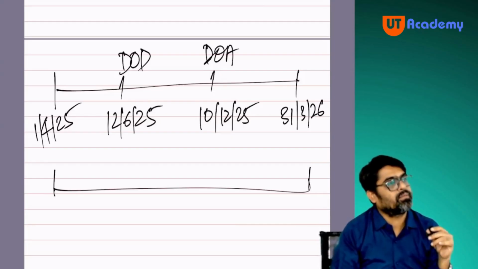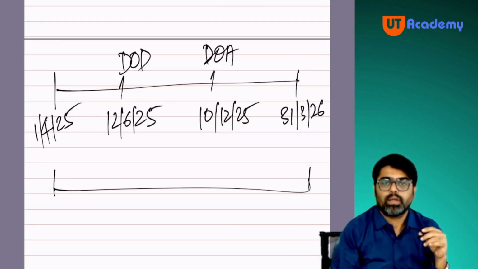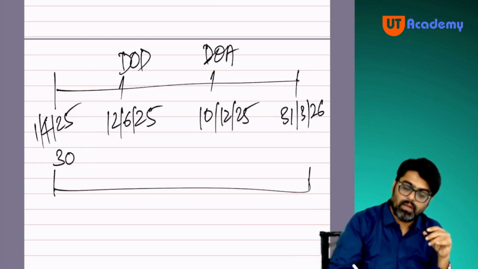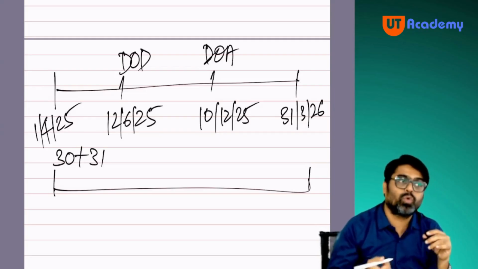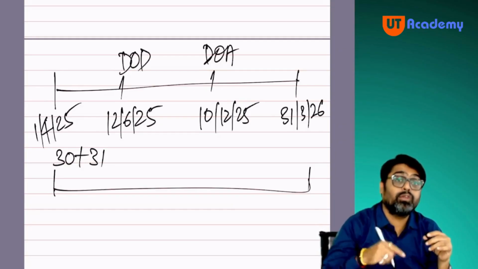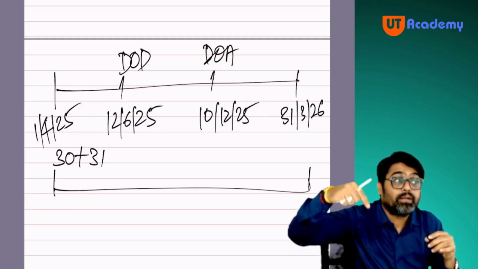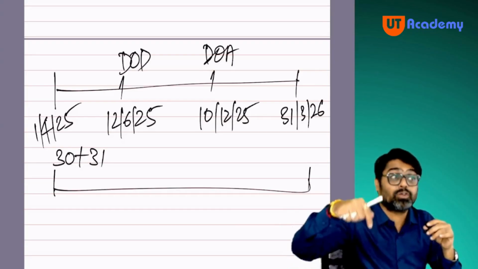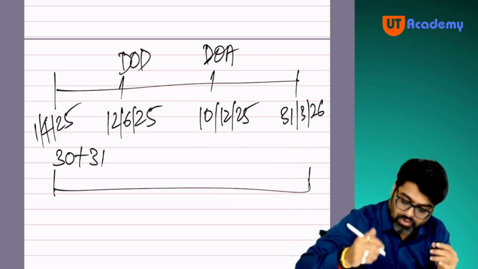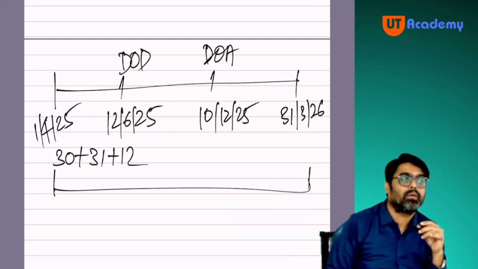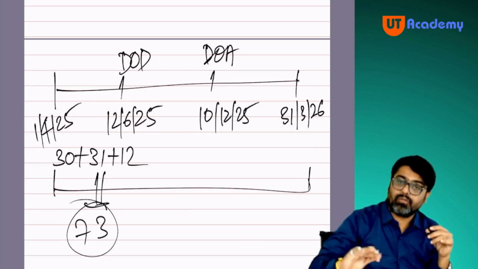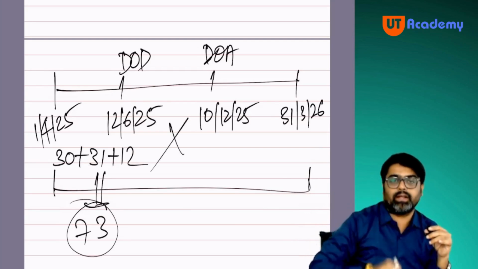What is your date of departure? Before that you are there in India, no? Can I say April full 30 days you are there in India? May full 31 days you are there in India? June also you are there in India. Till 12 you are there in India, because 12 is the date of departure. Meaning from 1st June till 12th June, you are there in India. Then how many days? 73 days. After 12th you are outside, so this is not your stay in India.